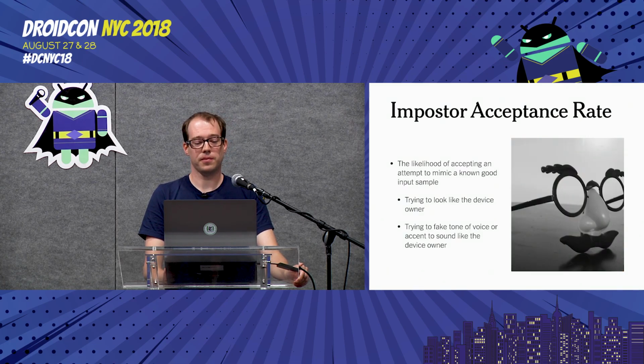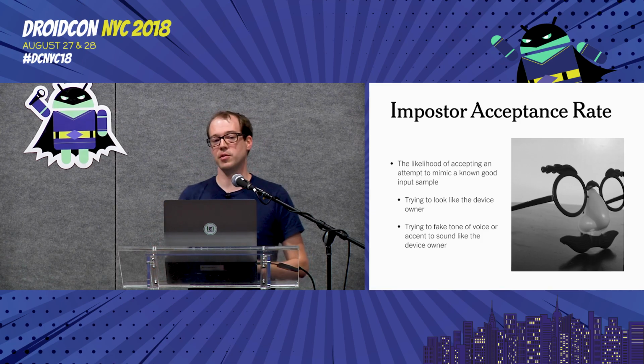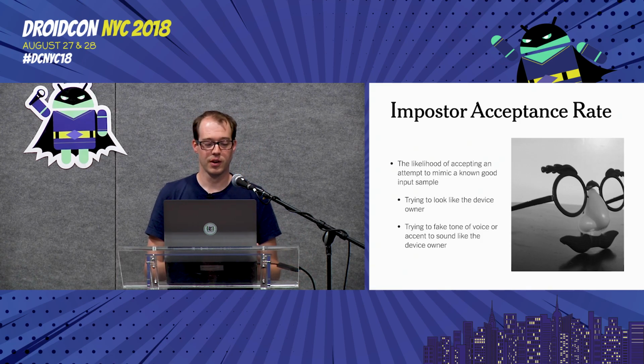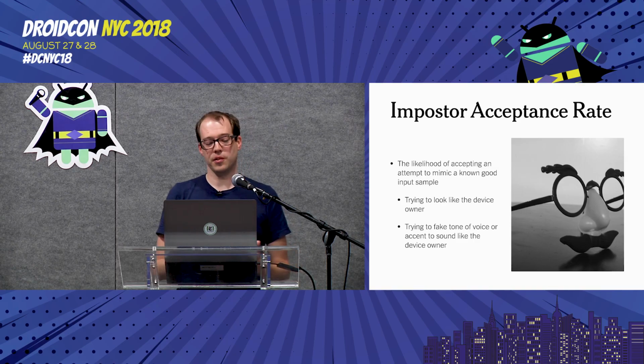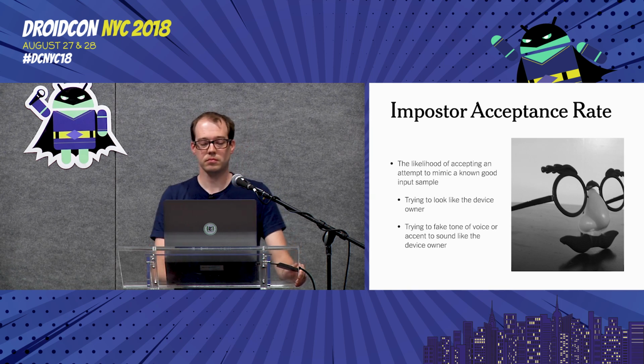So it also codifies a definition of an imposter acceptance rate. This is a likelihood of trying to mimic a known good sample and having it accepted. So that's trying to look like the device owner. Maybe you use some makeup or a hairdo, or maybe you're trying to fake the tone of voice or an accent to sound like the device owner if you're trying to fool a voice print authentication system.